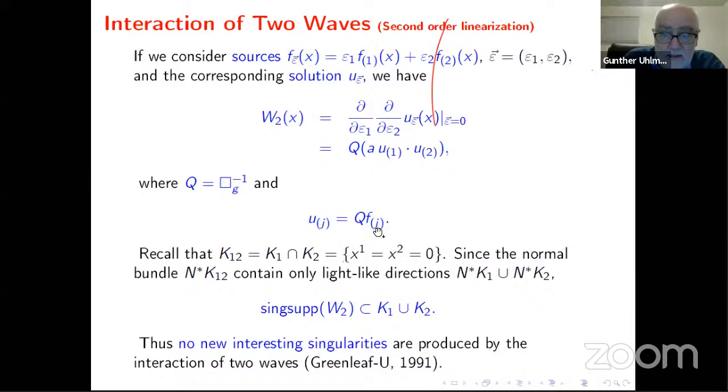And the important thing is that technically this contains only light-like directions. Nothing happens in this case. The singular support of the second order linearization is the same, as the waves will not interact. So no new interesting singularities are produced by the interaction of two waves.